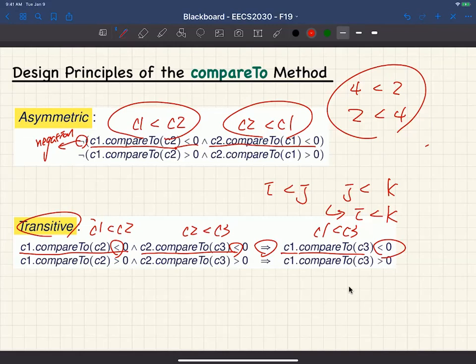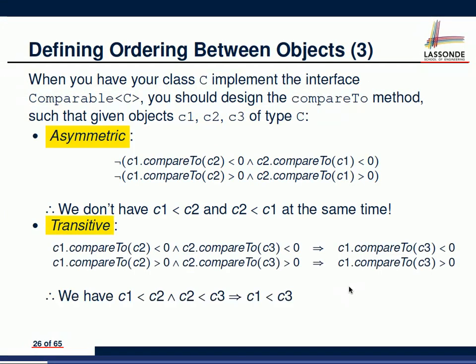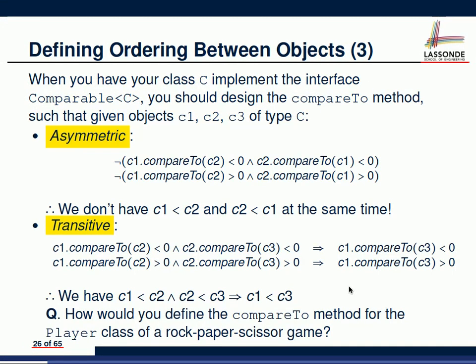So these are the two properties you want to watch out for. For example, if I give you a compareTo method and ask you whether this compareTo is appropriate or not, these are the two criteria you have to apply to judge. Okay. One exercise for everybody. Quickly, let's go back here and have a look at this. How would you define the compareTo method for the player class of a rock, paper, scissors game?